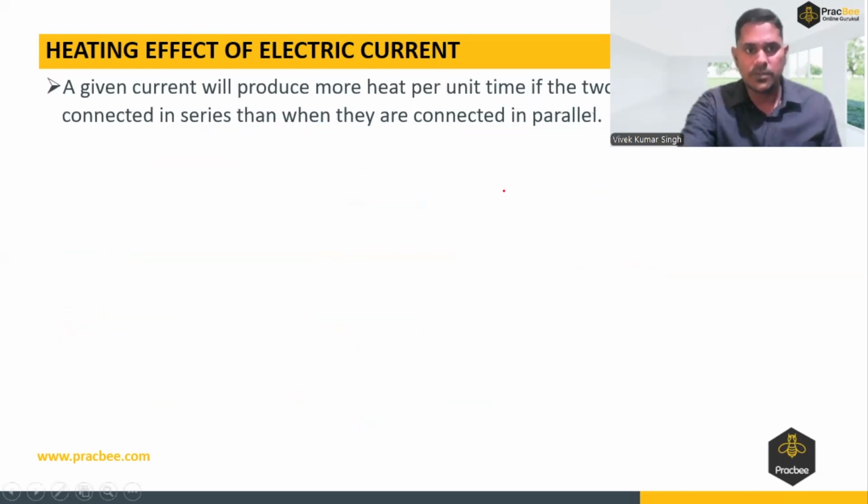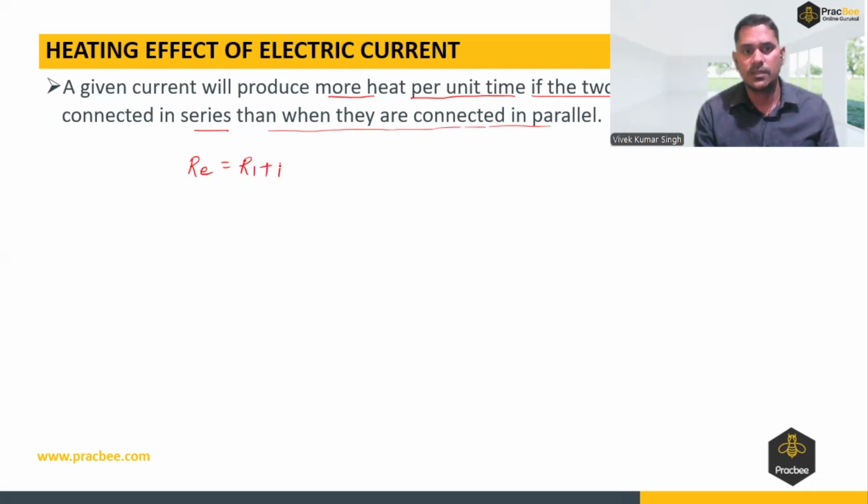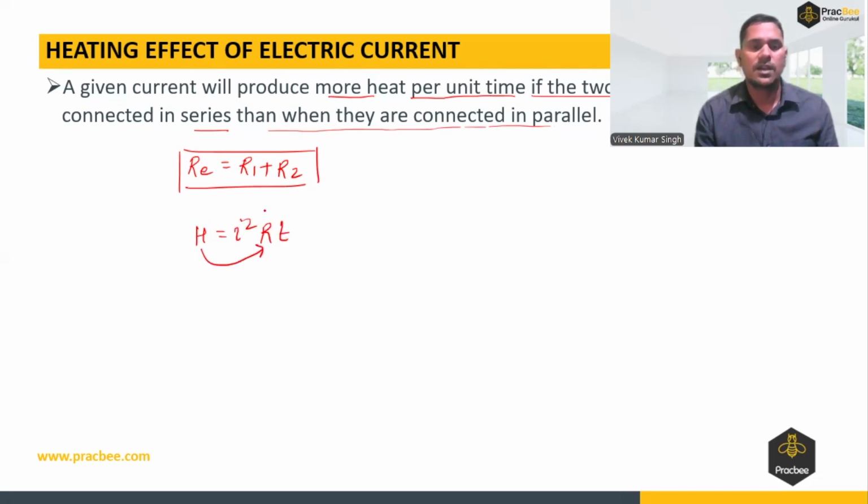Let's move forward. A given current will produce more heat per unit time if the two resistors are connected in series than when they are connected in parallel. Since we know that in a series circuit, the equivalent resistance is more than the individual resistance, and since the resistance is larger, the heat produced would be larger because H is equal to I square RT. So heat depends upon resistance. The higher the resistance, the higher the heat produced.